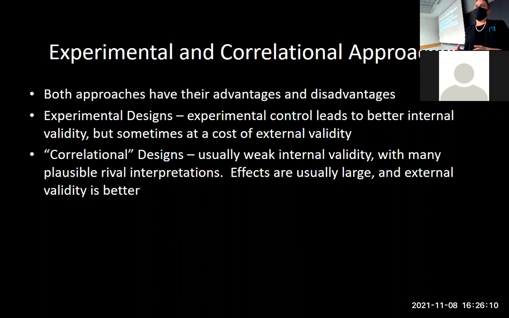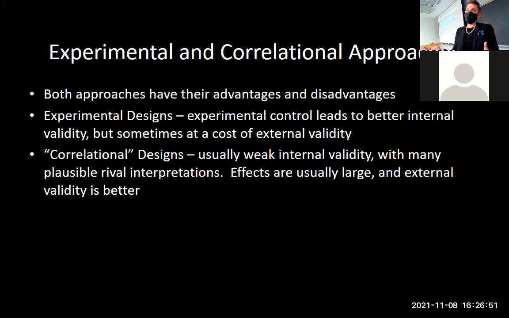So both experimental and correlational approaches have advantages and disadvantages. Now, the nice thing about experimental designs is that when we have experimental control, we have better internal validity, but sometimes that is at the cost to external validity. And by that I mean, if I want to find out if annoying people while they try to do a memory task affects their memory, I can bring them into the lab and annoy them all exactly the same amount. So it's very internally consistent, but it may not generalize to outside of my actual laboratory. It might not work once they're back in the real world.